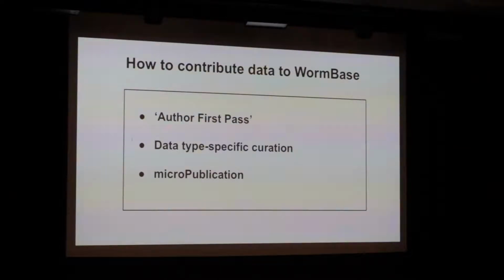So I'm going to talk specifically about three different avenues by which you can help WormBase get your data in. The first, as Paul mentioned, is what we call author First Pass, and I'll explain a bit more about what that is and how that works. We also have data type specific curation forms for data entry. I'll show you an example or two of those. And then lastly, I'll talk a little bit more about the micropublication pipeline.